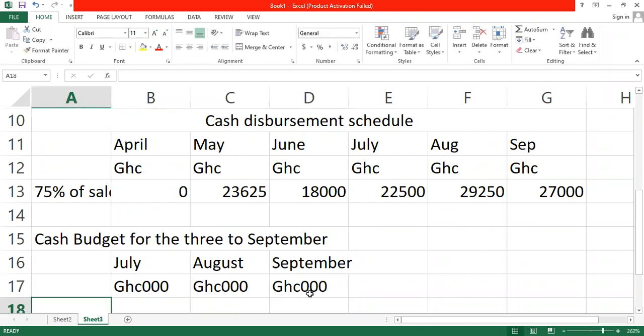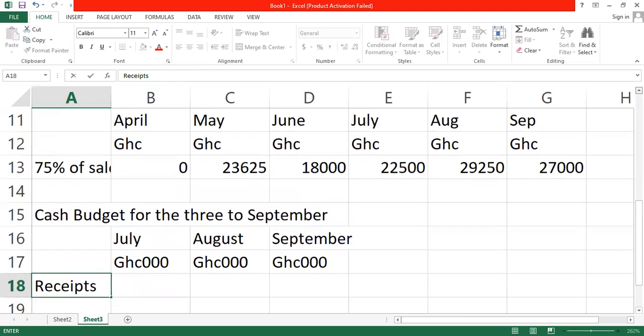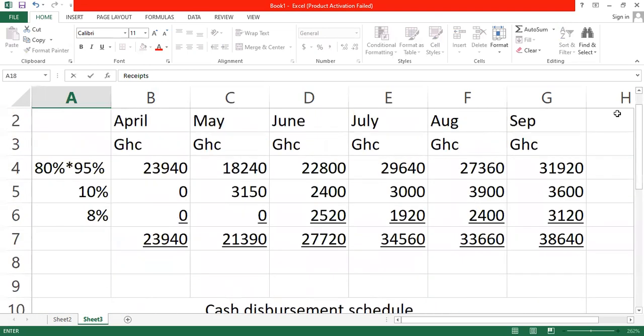Okay, so the first thing is we start from receipts, isn't it? Receipts from customers, the money that we are going to receive from the customers. So the schedule that we prepared, what is the total amount that we are receiving in July? 34,560. Okay, pick all these figures for me so that I can copy them. Write all of them for me.